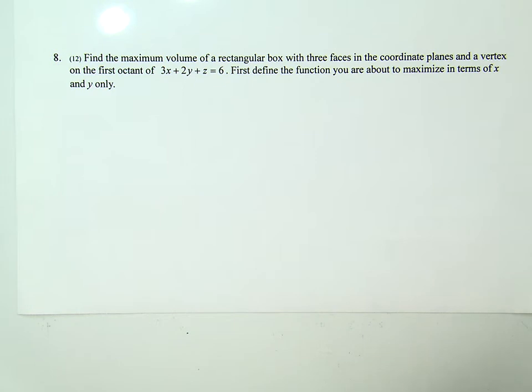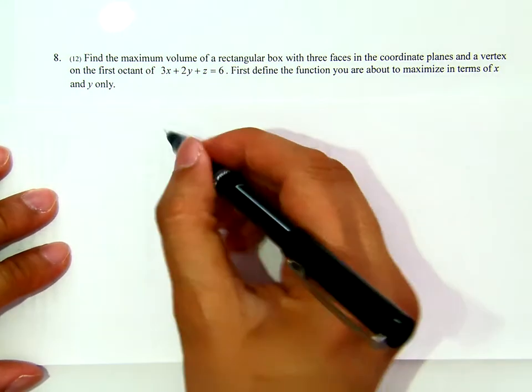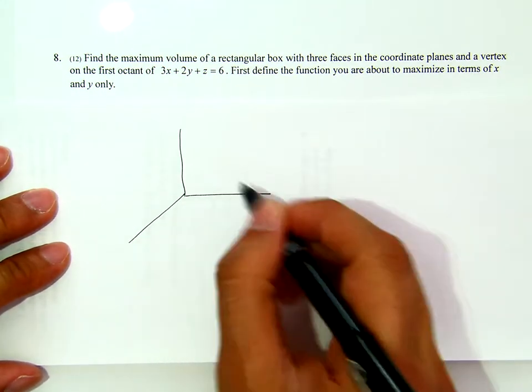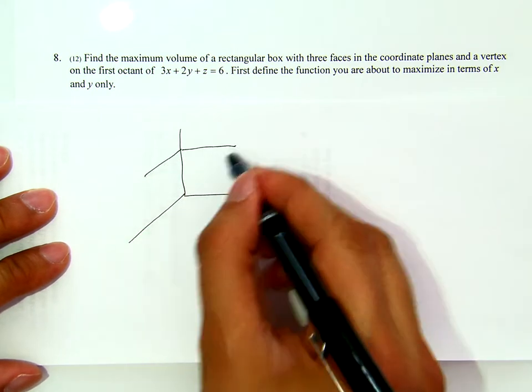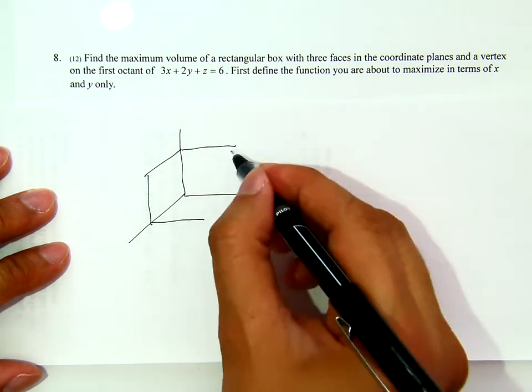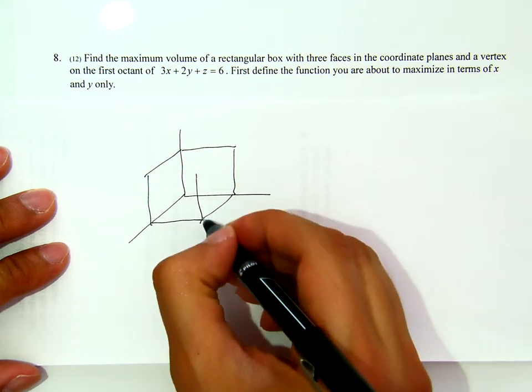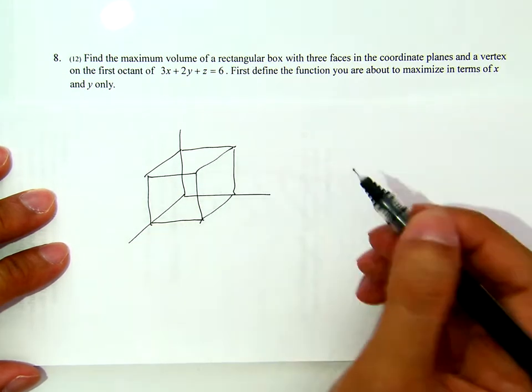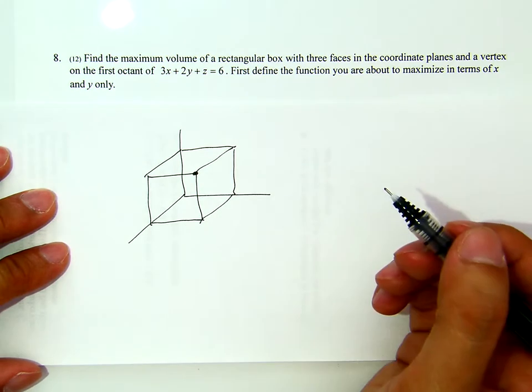Now first define the function you are about to maximize in terms of x and y only. This question is actually to be done using the regular method, but here I will show you how to do it by the Lagrange method first. Okay, first let's draw the situation. It is in the first octant. That box looks like this. Now the vertex they are talking about is this one.